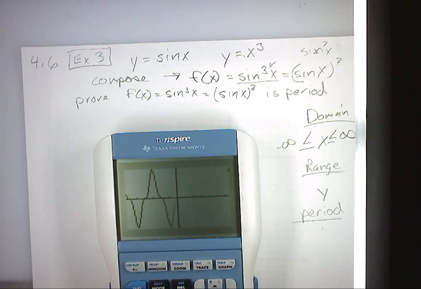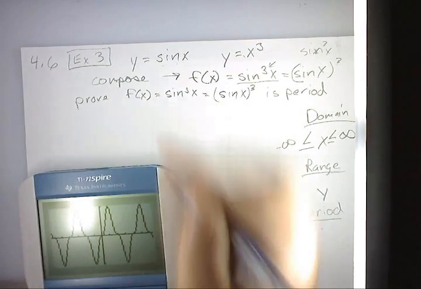I'm going to adjust my window here to zoom in a little bit just to verify some things, but the domain appears not to have any restrictions. There's no issue with x values. The range, however, appears to go from 1 to negative 1, but we'll talk about that in a minute.